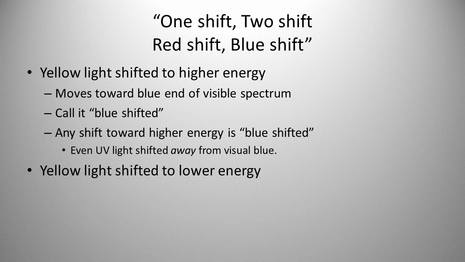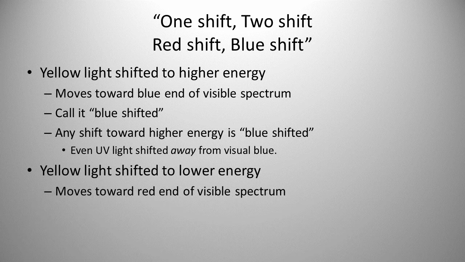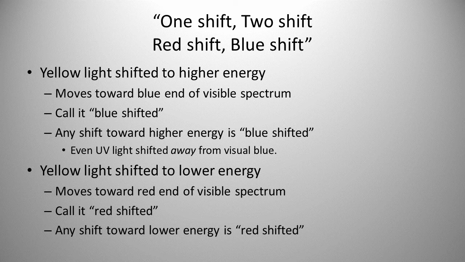Similarly, shifting yellow light toward lower energy moves it toward red, and is called red shifted. So any shift to lower energy is considered red shifted. Even when infrared light is shifted to lower energy away from the red part of the spectrum, it is still called red shifted. It's old terminology that reflects the fact that so much of early astronomy was done with visible light. And they are convenient terms, but just be aware that they don't always literally mean toward the blue or toward the red. They mean toward higher energy and toward lower energy.